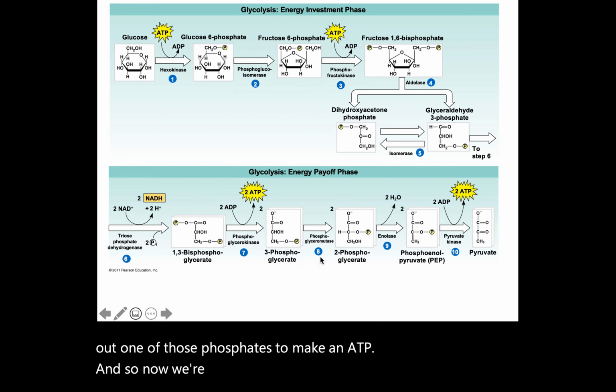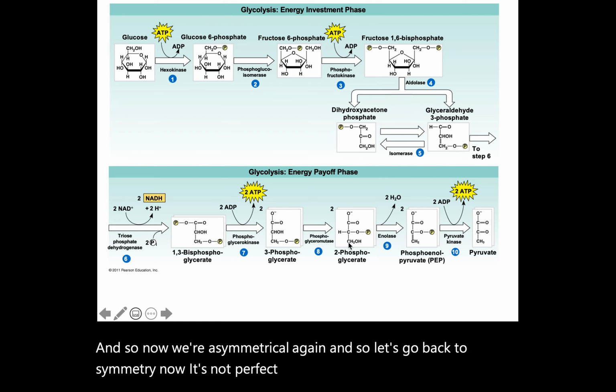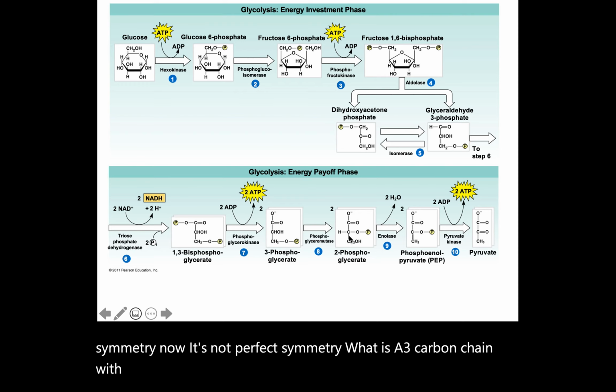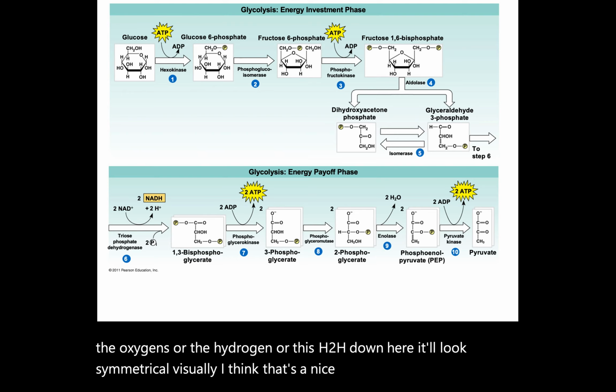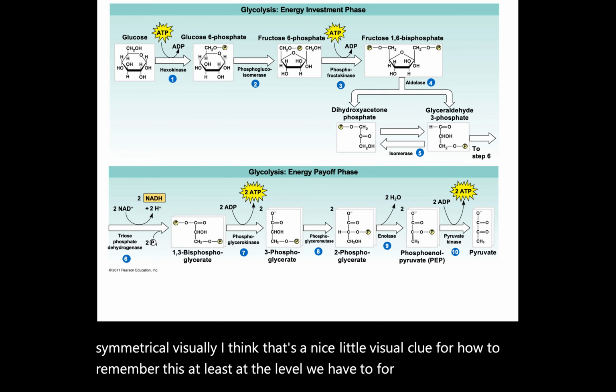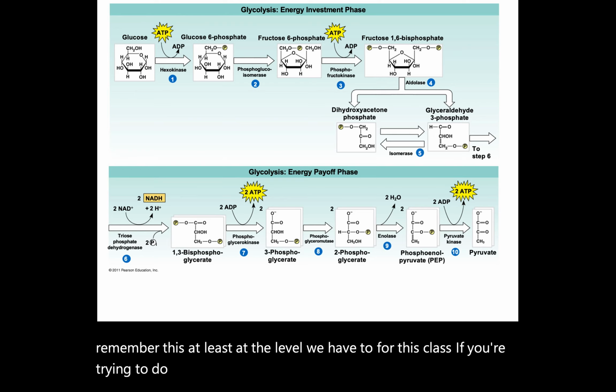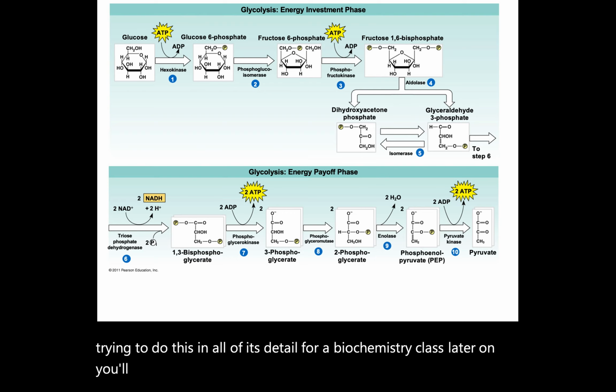And so let's go back to symmetry. Now, it's not perfect symmetry. What it is, is a 3-carbon chain with the phosphate attached in the middle. And so if you don't draw the oxygens or the hydrogen or this CH2OH down here, it'll look symmetrical visually. And I think that's a nice little visual clue for how to remember this, at least at the level we have to for this class. If you're trying to do this in all of its detail for a biochemistry class later on, you'll have to modify the way that you remember this.